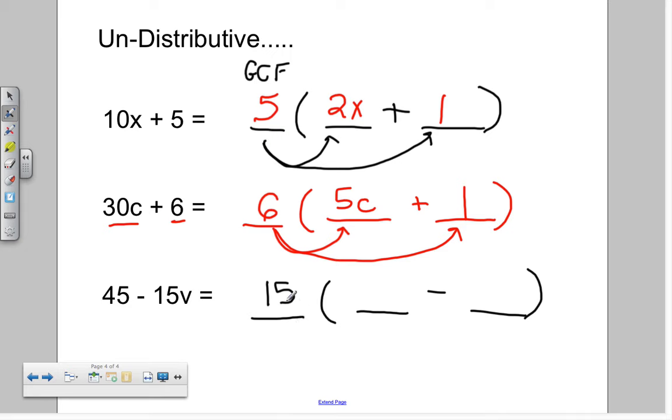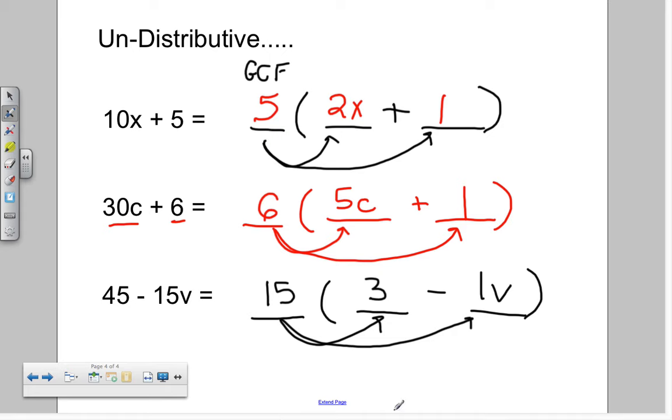So 15. 15 times what gives me 45? 15 times 3 gives me 45. 15 times what gives me 15V? 15 times 1V gives me 15V. Okay. That concludes distributive property.